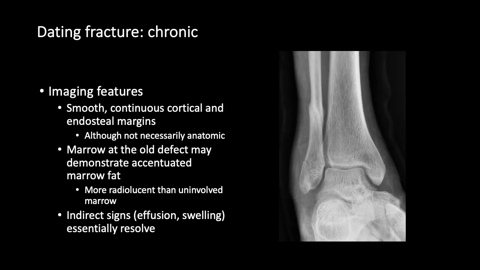Radiographically, in the chronic phase, there are smooth and continuous cortical margins at the site of the fracture. Marrow at the old defect may still look radiolucent, but any indirect signs of effusion or swelling, for example, have now essentially resolved.